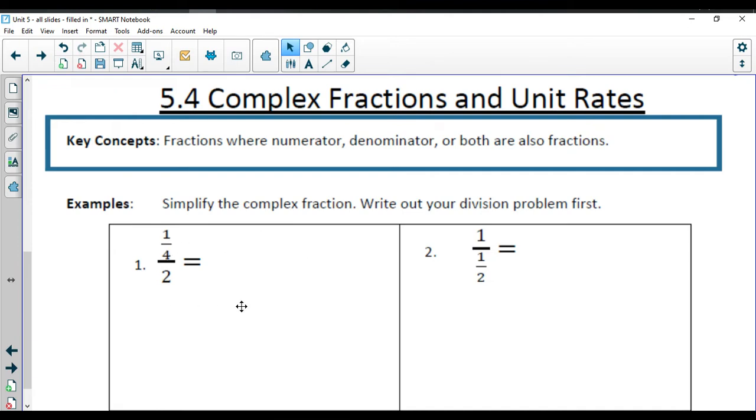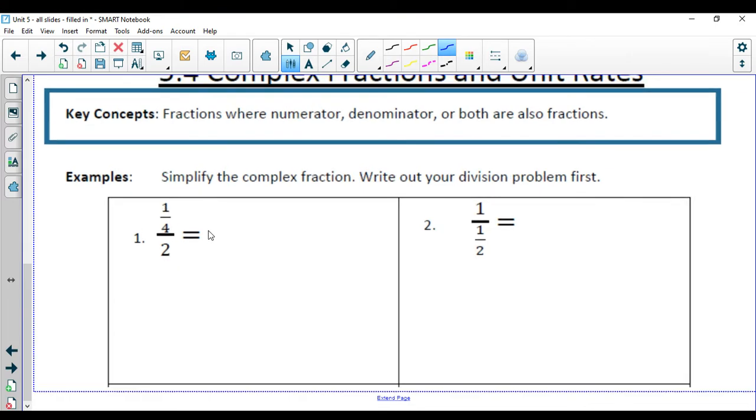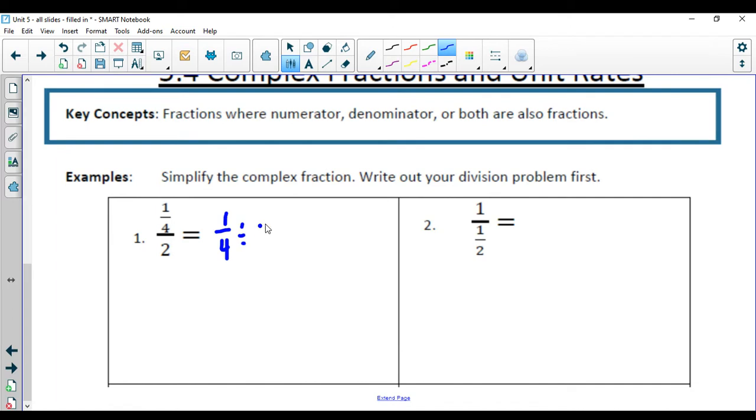So what we're going to do is here we have a couple examples. We're going to simplify the complex fraction and we're going to write it out as a division problem first. So for the first one, I notice that I have 1/4 over 2. So I'm going to rewrite this as 1/4 divided by 2. So writing that out, we have 1/4 divided by 2. So then I'm going to go ahead and use my calculator, and 1/4 divided by 2 is going to give me 1/8.